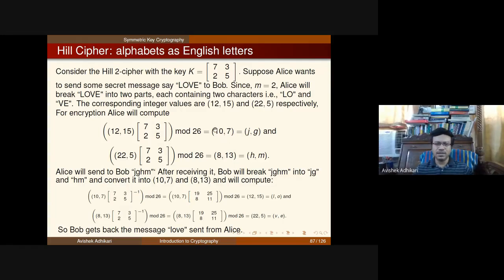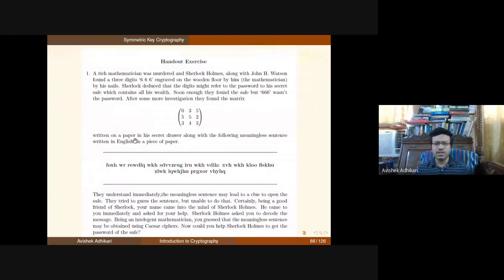And when this ciphertext is received by the person to whom you want to send, what he will do is just consider this and multiply it with this inverse. If you see that this would be the inverse of this, and he will get back the original message LOVE. That's all. Okay. So here the key space size will be the number of non-singular matrices of order 2 over Z26. That's all. Okay, so this is today's exercise.